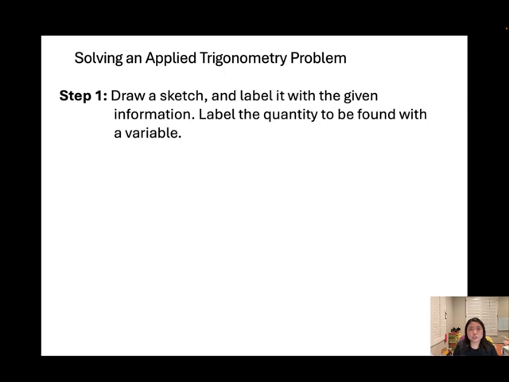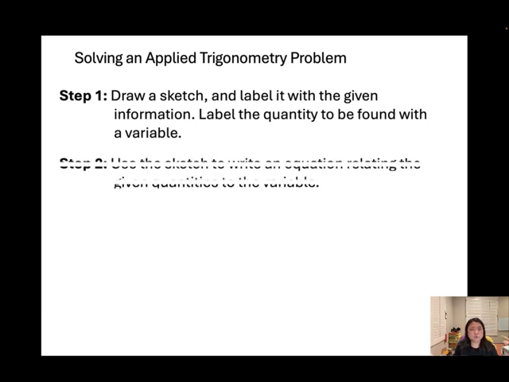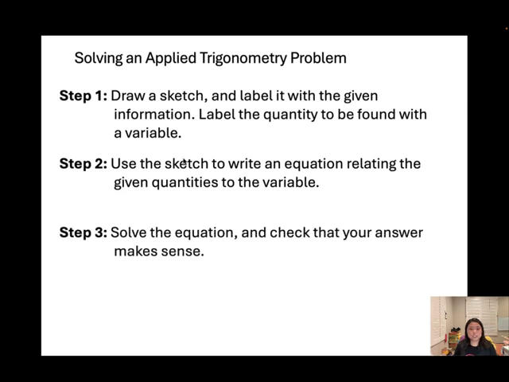Solving an applied trigonometry problem. Draw a sketch and label it with the given information, and label the quantity to be found with a variable. And then use the sketch to write an equation relating the given quantities to the variable. Then solve your equation and check your answer to see if it makes sense. Okay, let's try.